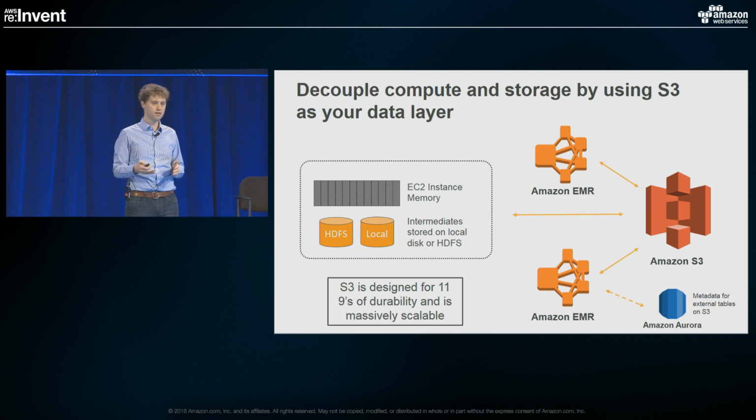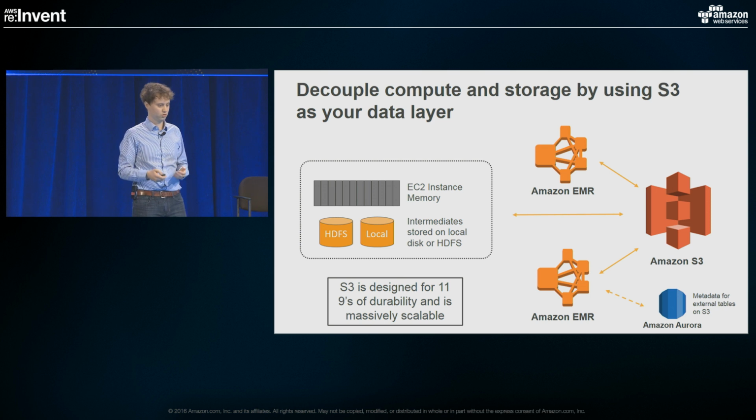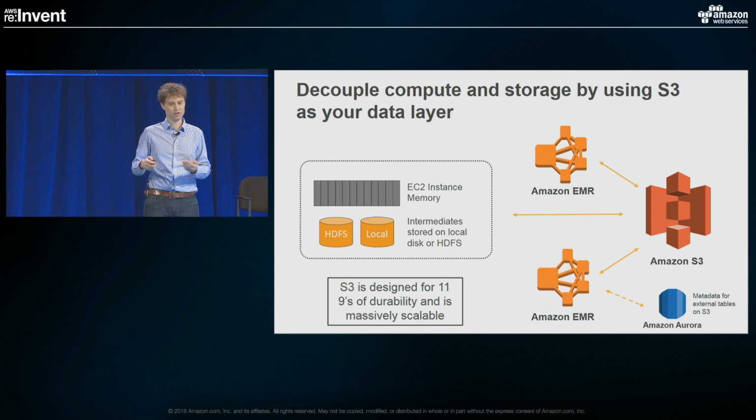One key theme of most Spark architectures we see on AWS is decoupling your storage and your compute. S3 is designed for 11 nines of durability, extremely scalable, low cost, and is a great place to store huge data sets in a very durable and available way. Also, it's available across AZs. It's a regional endpoint, so if you want to fire up a cluster in another AZ, you don't need to copy any data from AZ to AZ. S3 is accessible in all of them.